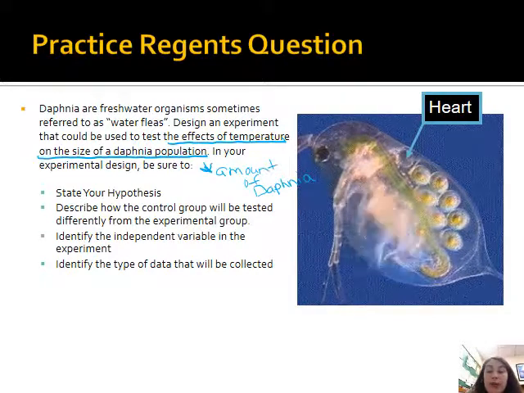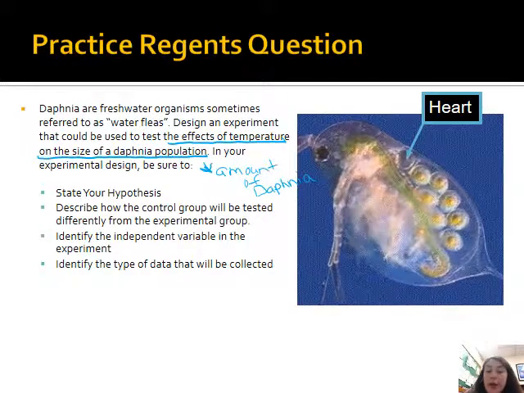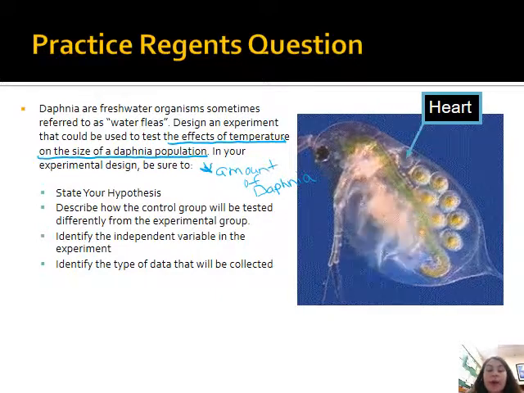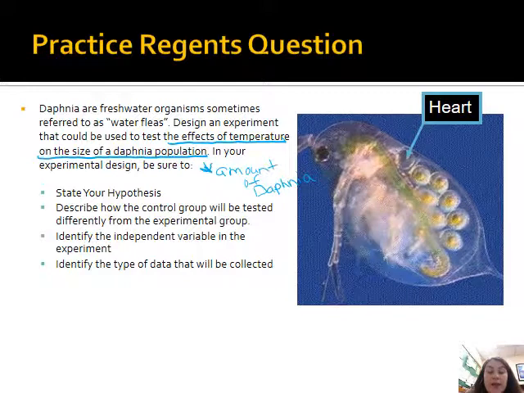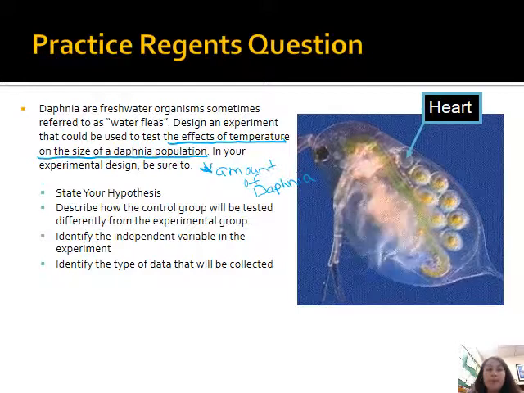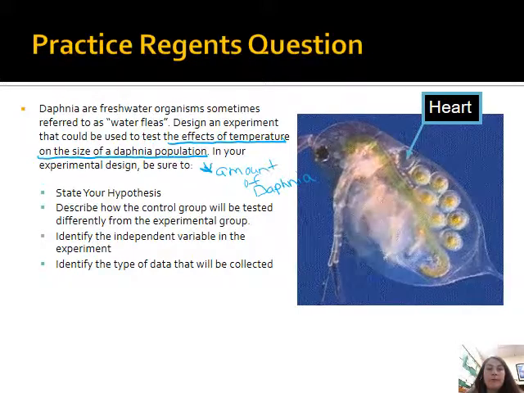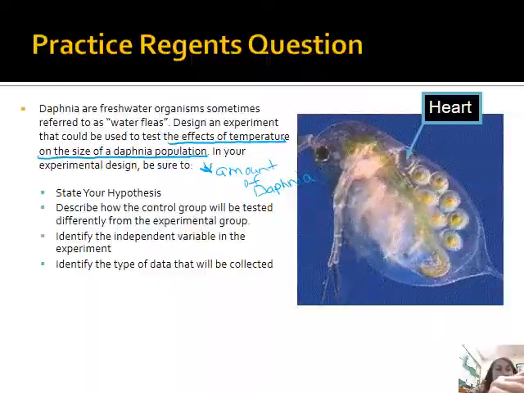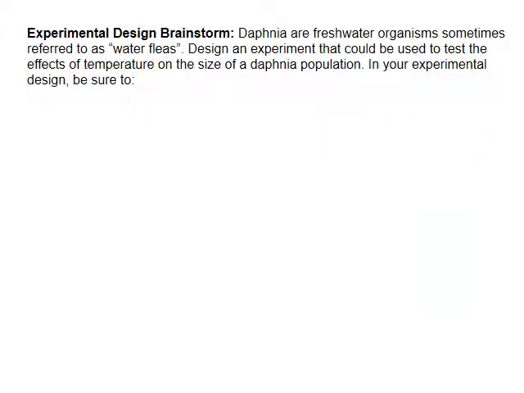So what I'd like you to do is take a little bit of time and think about this. I'd like you to write down your hypothesis, describe how your control group will be tested differently from your experimental group, identify the independent variable in the experiment, and identify the type of data that will be collected during the experiment. Okay, so what we should have done here is, again, we are designing an experiment to test the effects of temperature on the size of the Daphnia population.